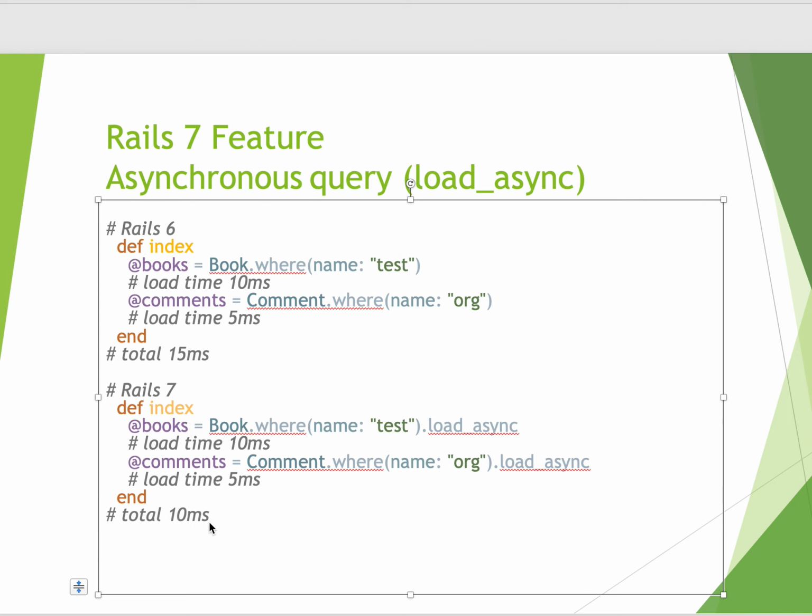10 milliseconds. If you look at the difference, in Rails 6 the first query has to work and finish, and then only the next query starts to work. But in Rails 7, both queries start to work at a time with the help of the asynchronous query method load_async. That's the reason the total execution time of Rails 7 with the help of asynchronous query is less. It's very powerful.